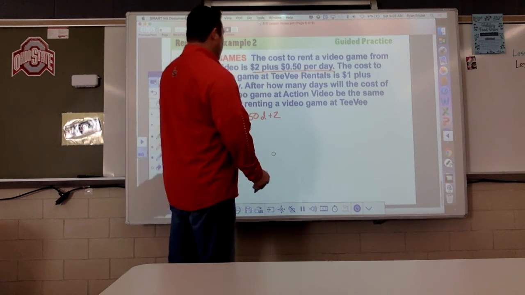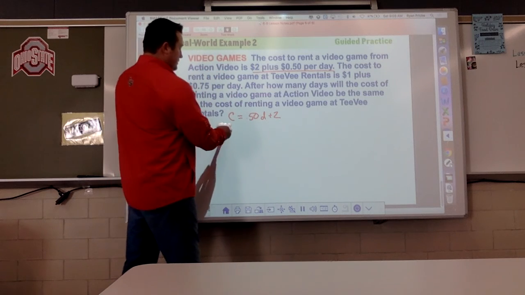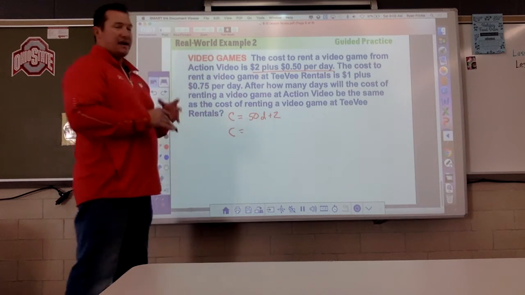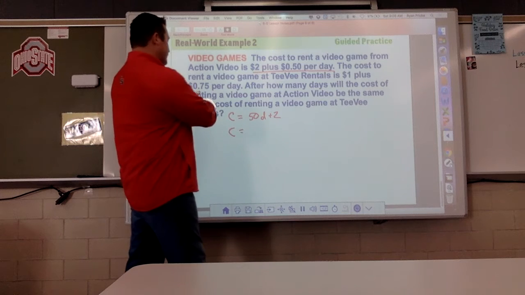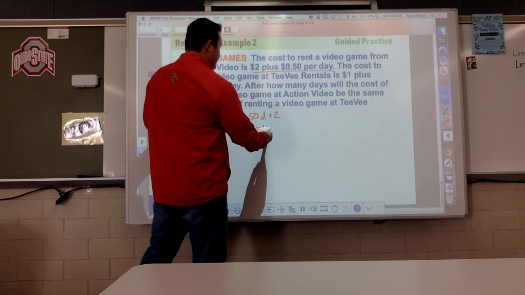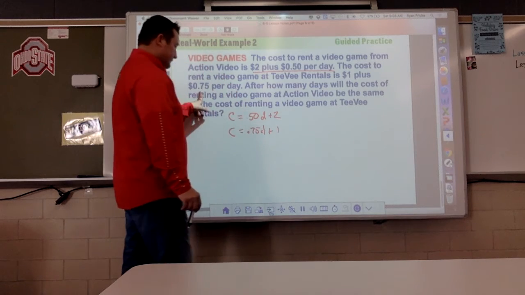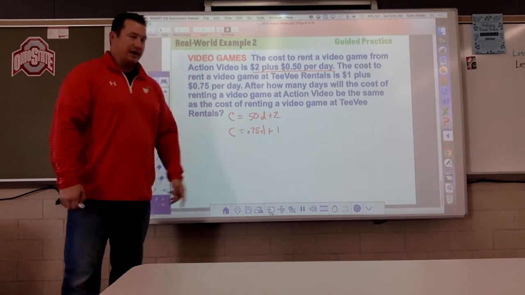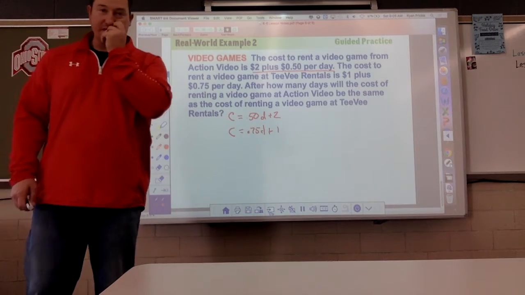That was Action Video. Second one, again, structure is going to be identical. We've got some different numbers here. They cost 75 cents a day plus $1. Okay, so there's your two equations. How do you folks want to solve it?